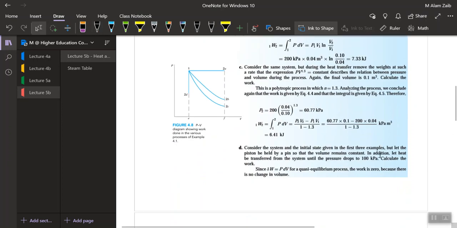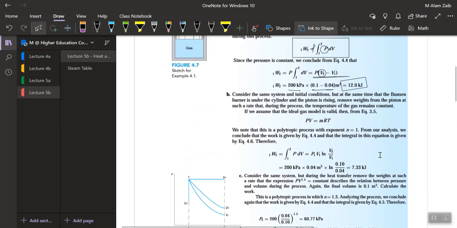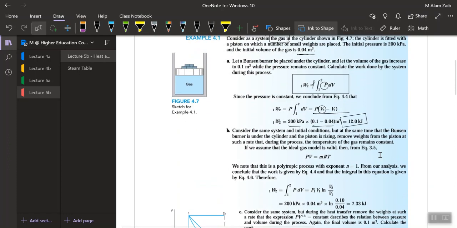Now consider the same piston and same initial condition, but at the same time the Bunsen burner is under the cylinder and the piston is rising. Remove the weights from the piston at such a rate that during the process the temperature of the gas remains constant. So that means we are talking about the isothermal process.